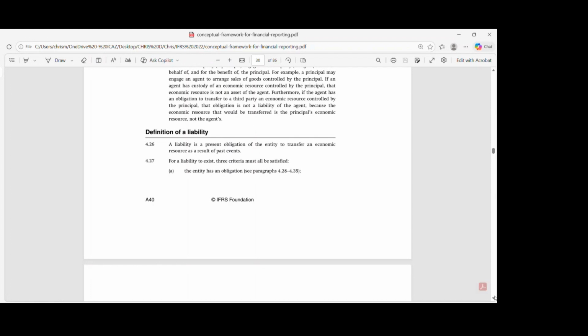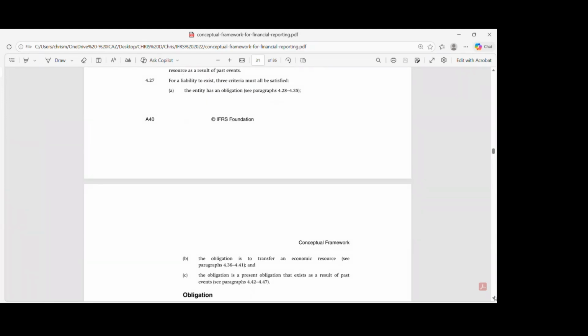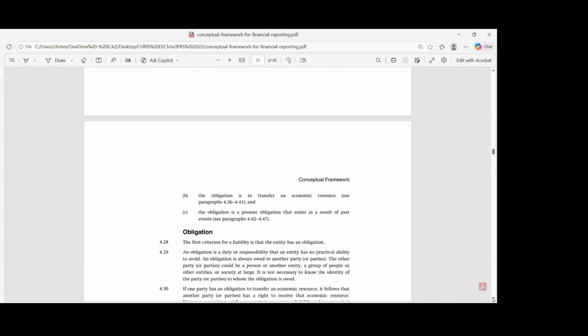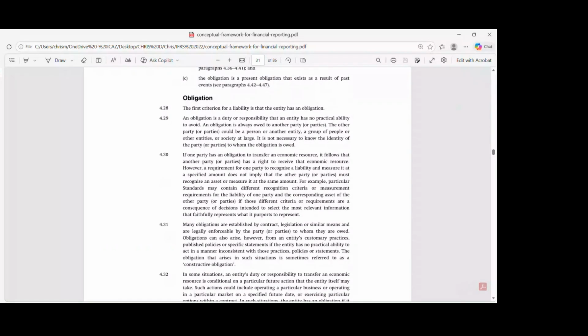In 4.27, for a liability to exist, 3 criteria must be satisfied. An obligation to transfer an economic resource, then the obligation is present, that exists as a result of a past event. 4.28 explains what an obligation is. Let's meet the obligation criteria.